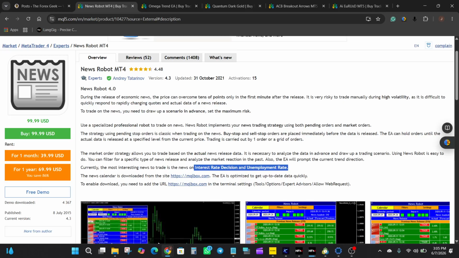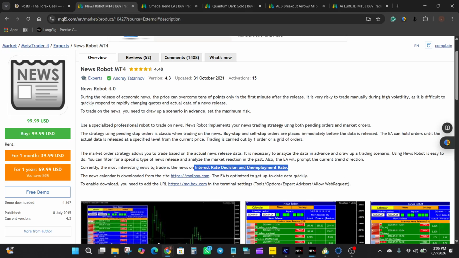Now, as we move into the testing and analysis section, it's important to remember that any historical testing should be viewed as a tool for evaluation rather than a prediction of future performance. So when reviewing historical chart activity, I'll be looking closely at how the EA handled periods surrounding major economic announcements, how orders were placed around release times, and how trade management behaved during volatile market conditions.